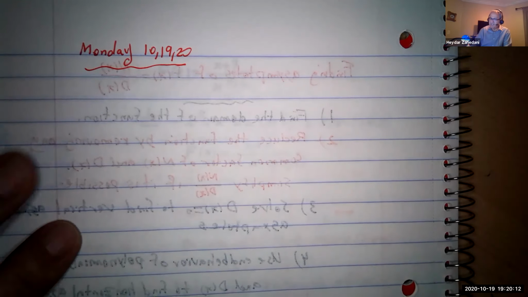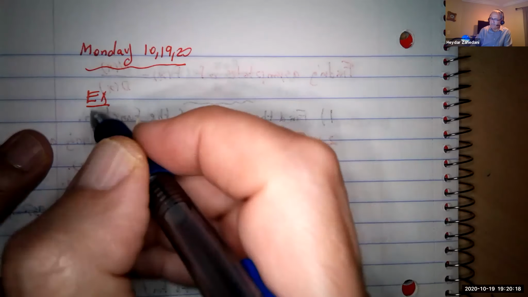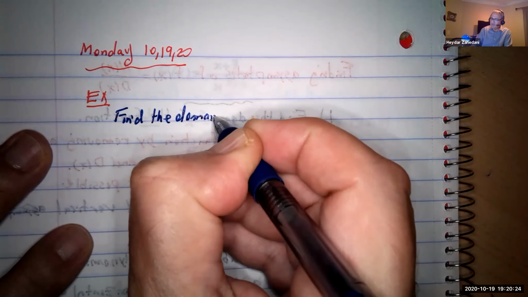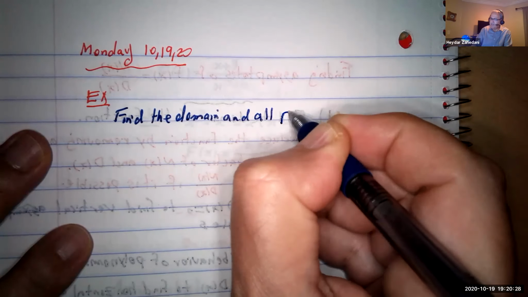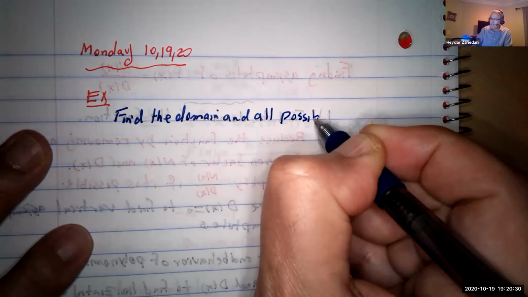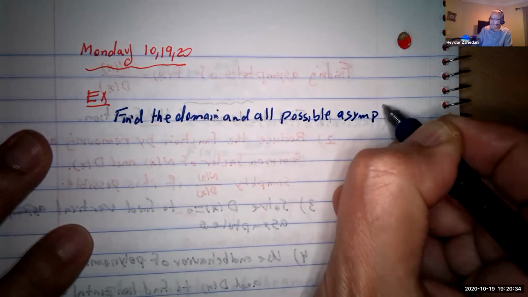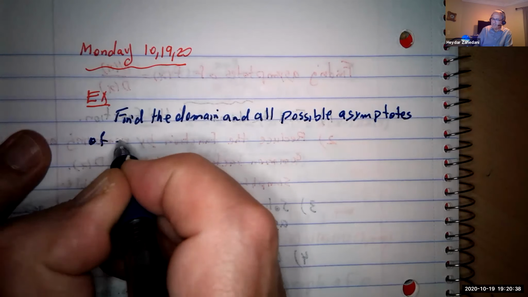So this is the example that we're going to have. We want to find the domain and all possible asymptotes of each rational function.